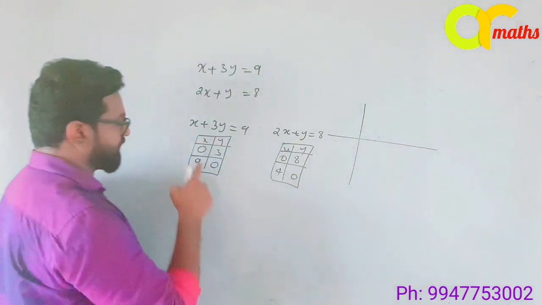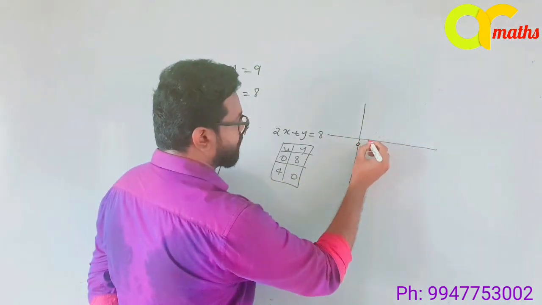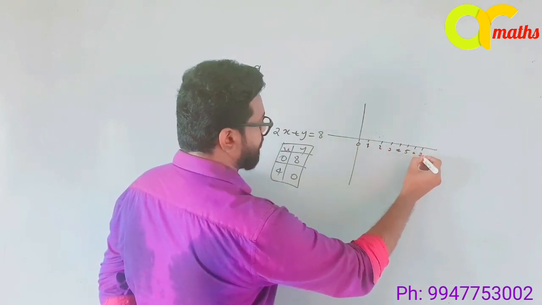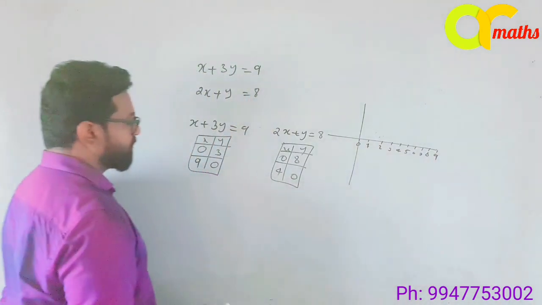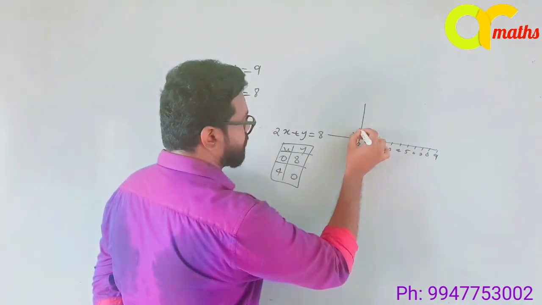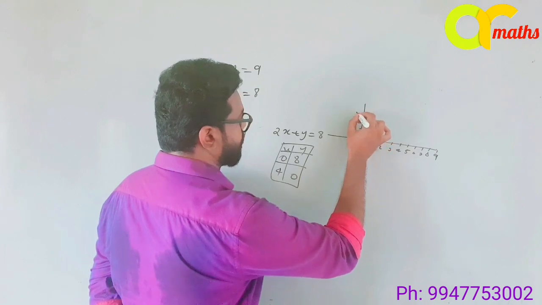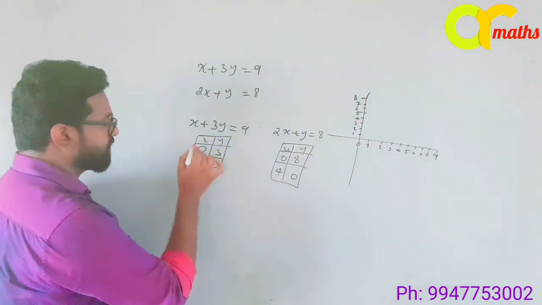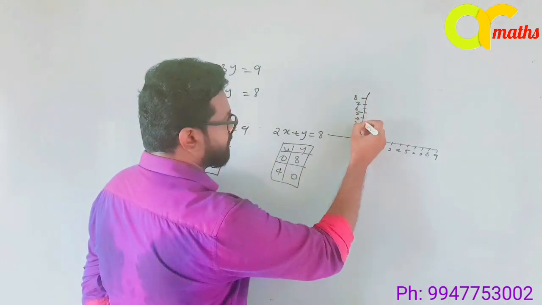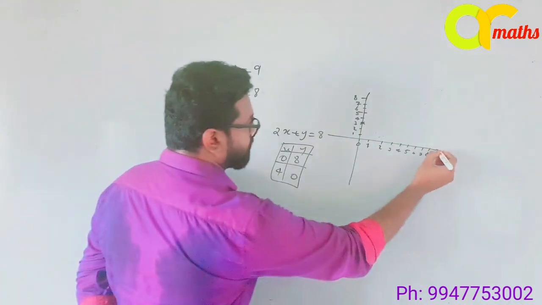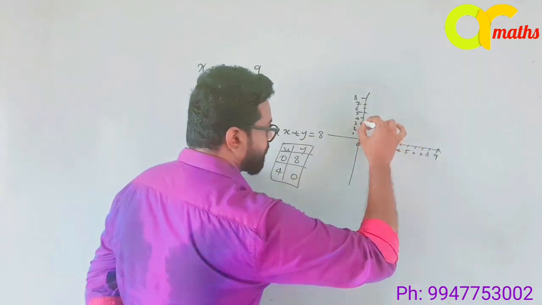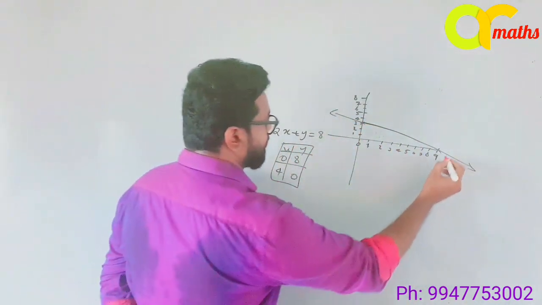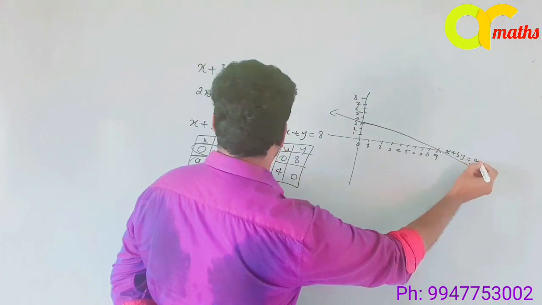Then draw a graph, on the x-axis up to 9: 0, 1, 2, 3, 4, 5, 6, 7, 8, 9. On the y-axis up to 8: 1, 2, 3, 4, 5, 6, 7, 8. The first points are 0, 3 here and 9, 0 here. Then connect these two points and write its equation on the line, x plus 3y equals 9.